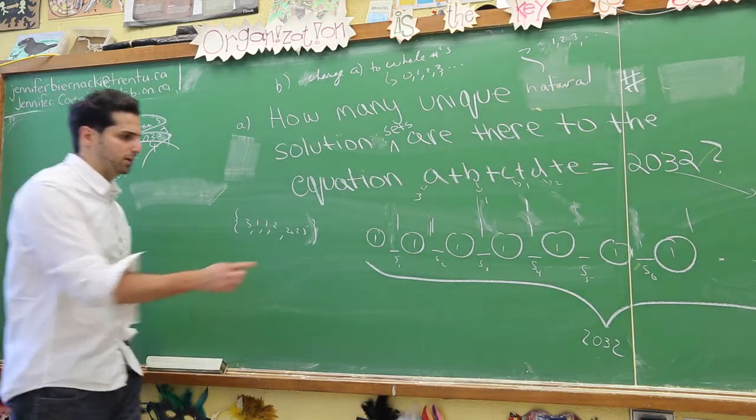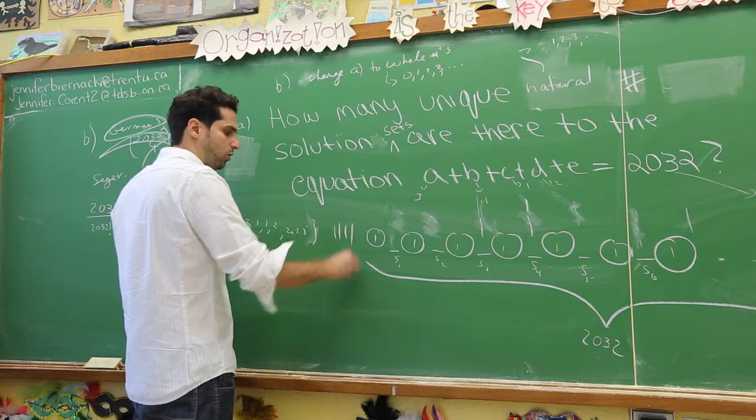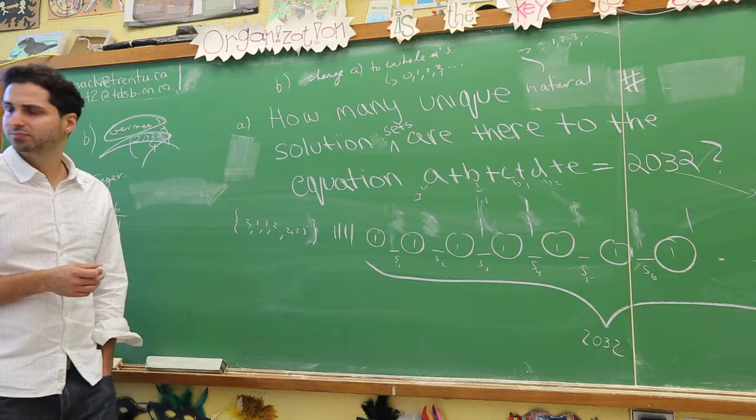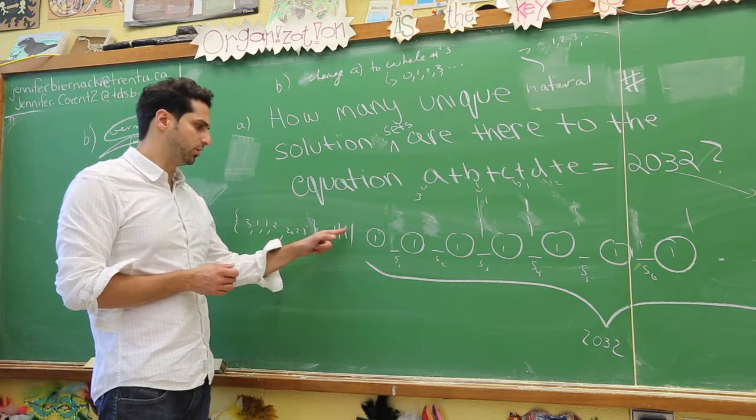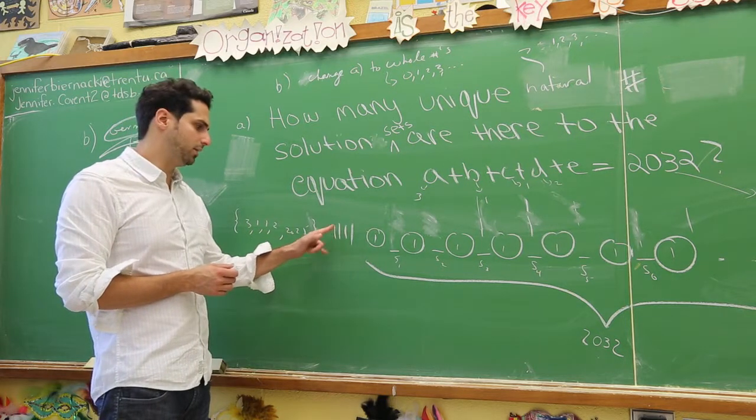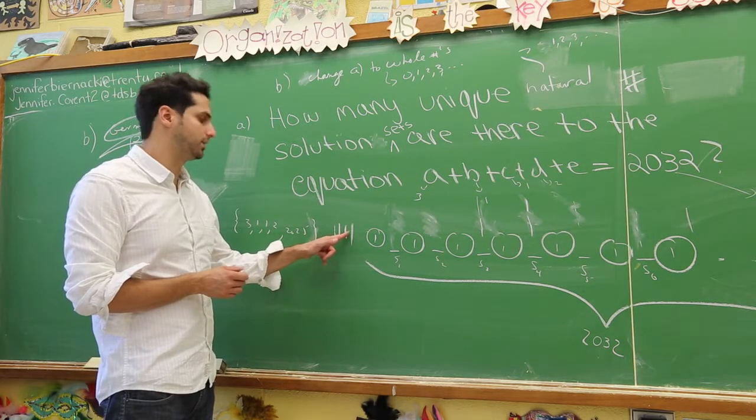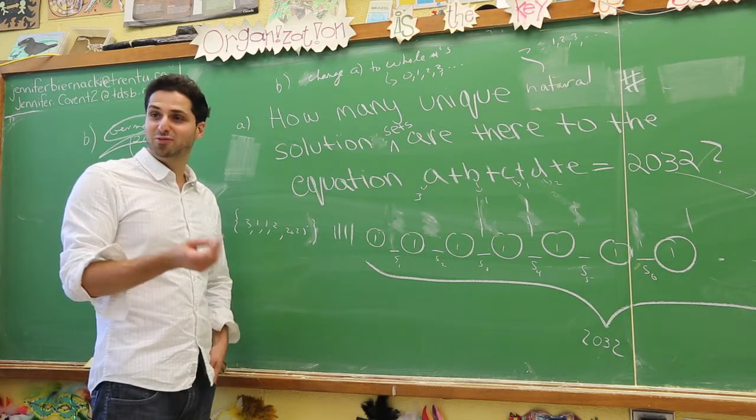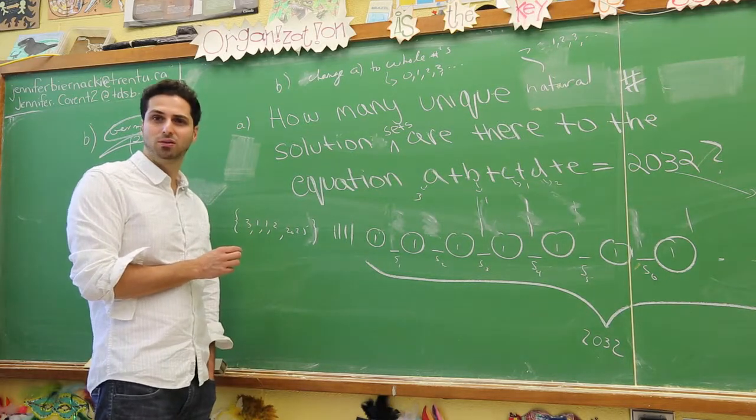Could you have a scenario like this in this case? Let's think. Could you have 1, 2, 3, 4 bars and then all of the boulders? What would that mean? It would mean A is 0, B is 0, C is 0, D is 0, and then E is 2032. So is that allowable? Yeah.